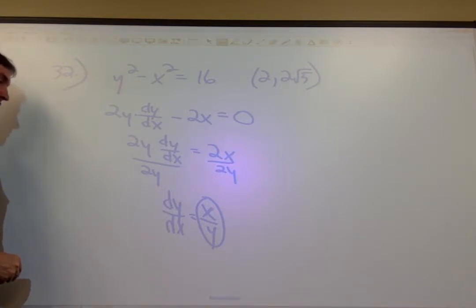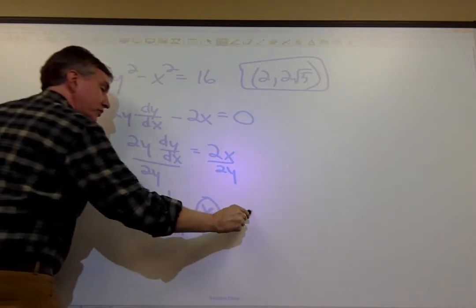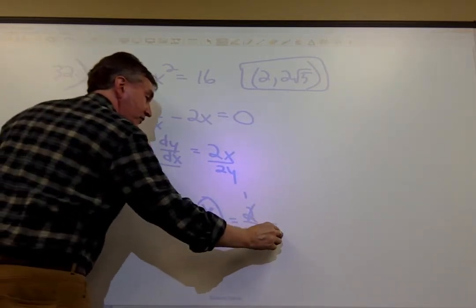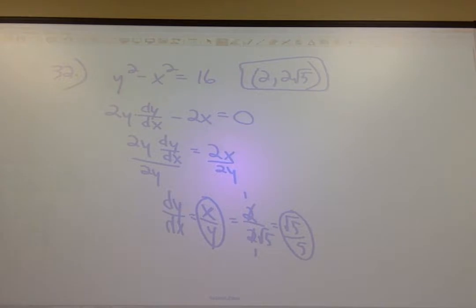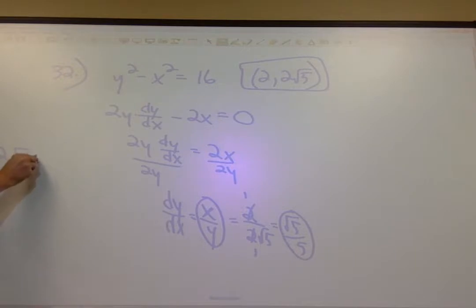Well, if the derivative is x over y, if I have this ordered pair, what's the slope of the tangent at that point? So the 2's would cancel, and what if you rationalize it? Would that be square root of 5 over 5? That would be your slope of the tangent. So now let's write the equation. y minus y1 equals m times x minus x1. I don't know how far they want me to take this, but we'll try to put it in slope-intercept form.